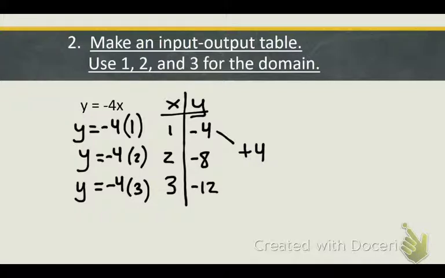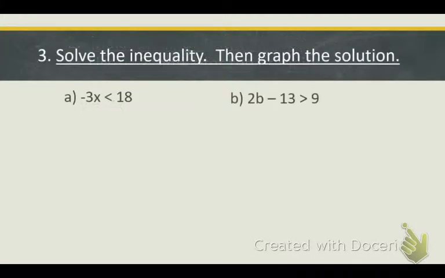So my pattern is actually not to add 4. What is my pattern? I am subtracting 4. Negative 4 minus 4 equals negative 8. Then negative 8 minus 4 equals negative 12. So you can see there was a pattern going on. I subtracted 4 each time. Let's go on to the next one.